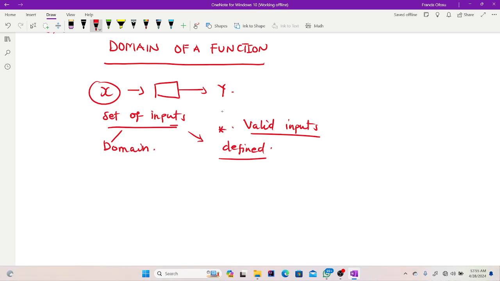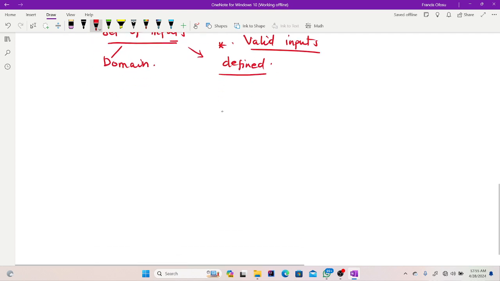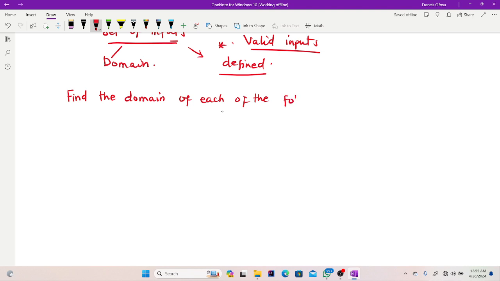So how do we determine the domain of a function? Let's see. I have a problem here. Find the domain of each of the following functions. The first one is f of x equals 5x minus 3. How do I find the domain of this function? Let's see.